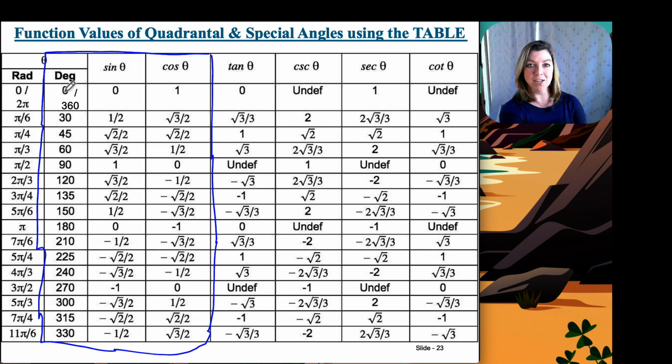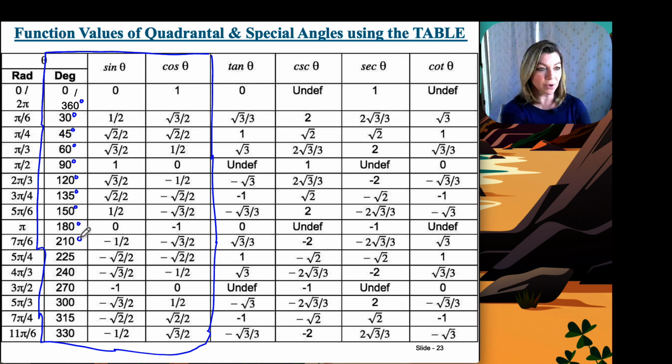Okay, 0 degrees, and then we traveled around the unit circle. 30, 45, 60, first quadrant. 120, 135, 150, 180, quadrantal angle. 210, 225, 240, 270, quadrantal angle. 300, 315, 330, and then that would bring us back to 0 or 360 degrees. Okay, these are all degrees. If you want to add those, your column is titled degrees, but sometimes it's nice to have that information all in one cell.